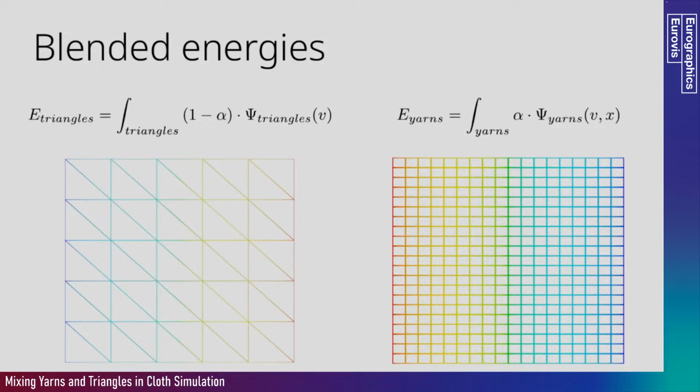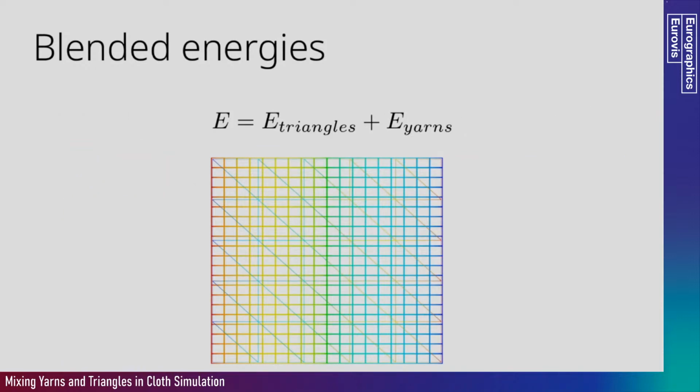Thanks to this blending field, we can blend triangle-based and yarn-based energy densities. At every point of the cloth object, and for every type of mechanical energy, such as elastic or kinetic energy, we define two energy density functions: a triangle-based energy density, which depends only on the triangles, and a yarn-based energy density, which, due to the enriched kinematics, depends on the triangles and also on the yarn displacements. By integrating the weighted energies over the cloth domain, we obtain the total energy. Conceptually, this is a blending of the triangles and yarn energies.